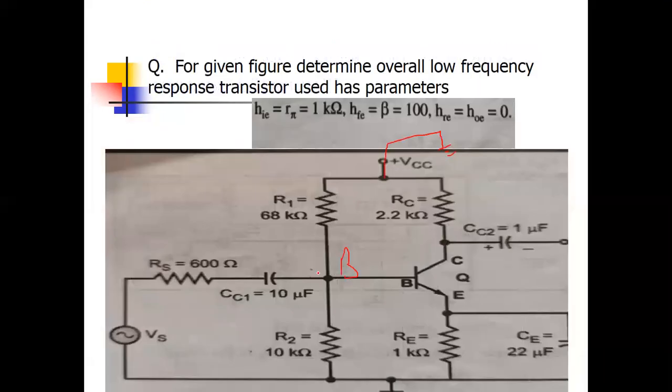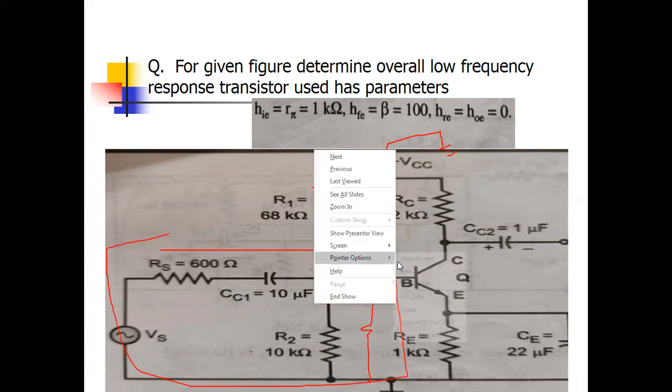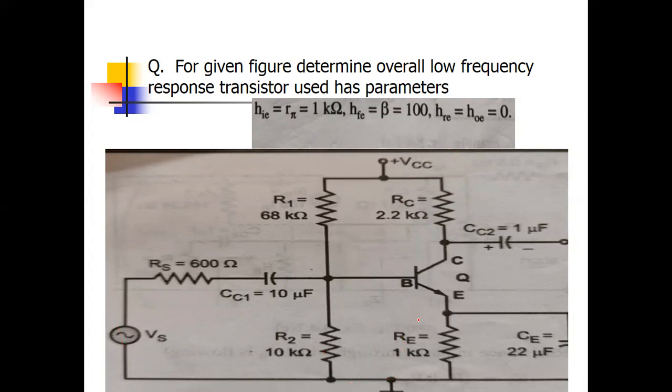Again, listen carefully. At the base, this is connected to ground, so we are crossing it and connecting here. And now when we connect here, these two will be in parallel. So we can write one resistance RB, that is R1 parallel R2. This is the circuitry at the input side: Vs, Rs, C1 and RB. Okay, this is the input side.